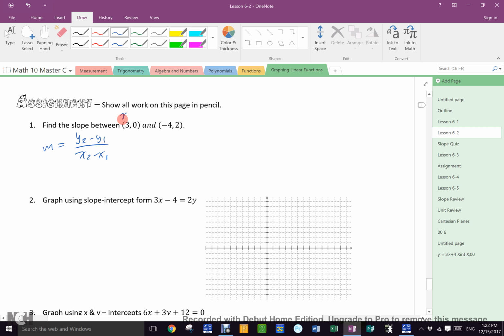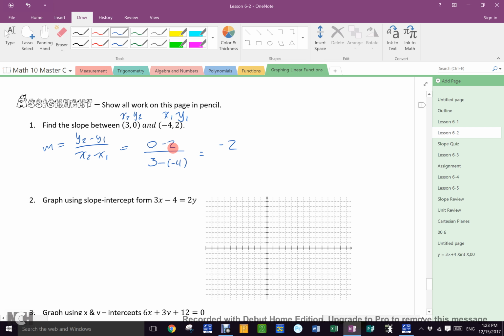I'm going to make this one x2, and this one y2, and this one x1, and this one y1. So I end up with 0 minus 2 over 3 minus 4, which is negative 2 over positive 7, which means that is my slope.